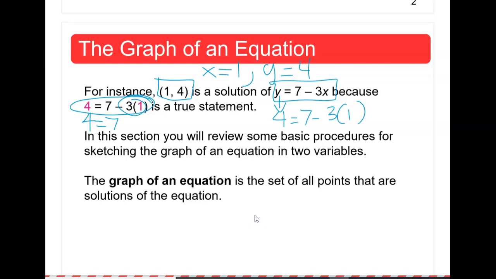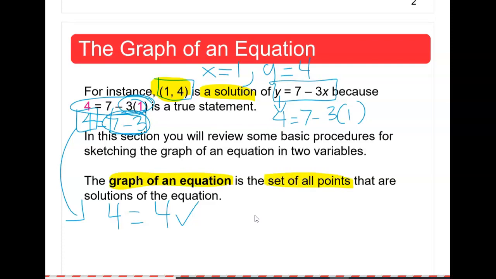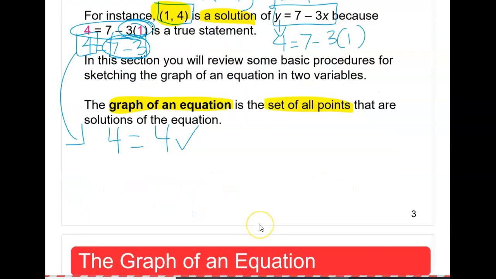First we need to multiply here. So negative 3 times 1 is negative 3. And we are checking if the left side is equal to the right side. And so if we subtract 3 from 7, we will get a true statement. So 7 minus 3 is 4. So because this is a true statement, what that means is that the point is a solution, and therefore that point is going to be on the graph. And the collection of all those points is what in fact gives you the graph of the equation.